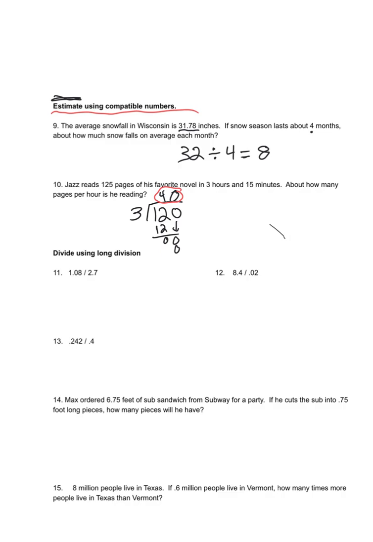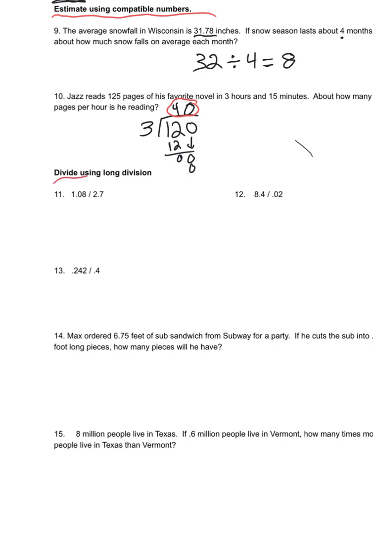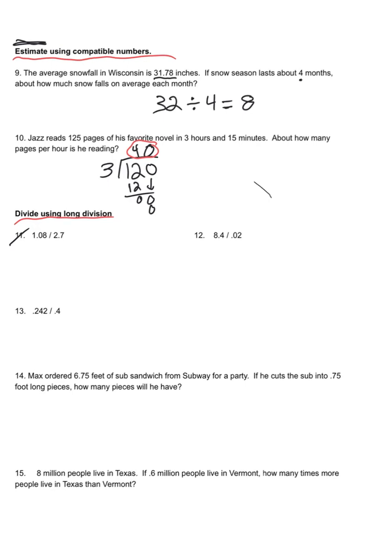Moving on to the next portion, we will do divide using long division. We're going to start by crossing out this number 11. We didn't make you do that one. So, coming over here to number 12, we'll take 8.4 divided by 0.02. Now remember our little trick to get rid of that crummy decimal.